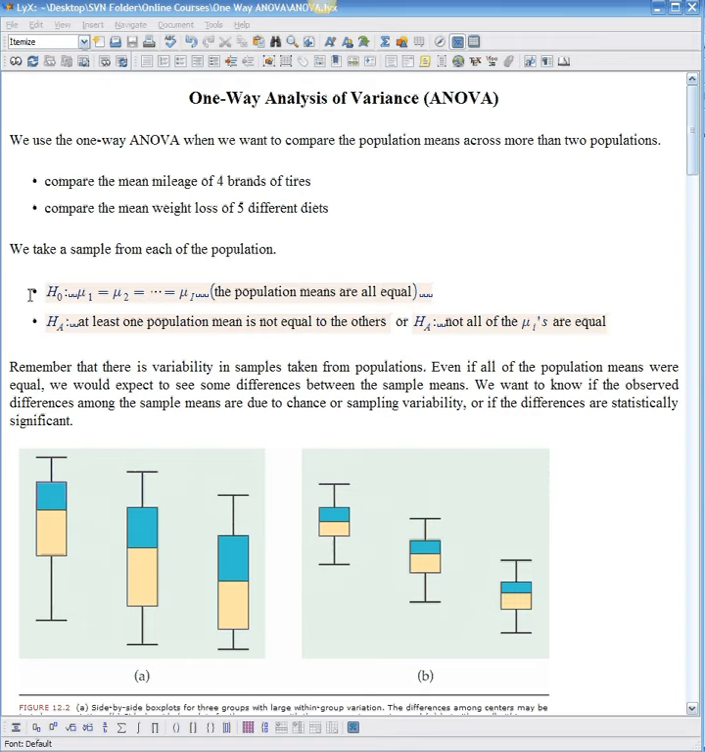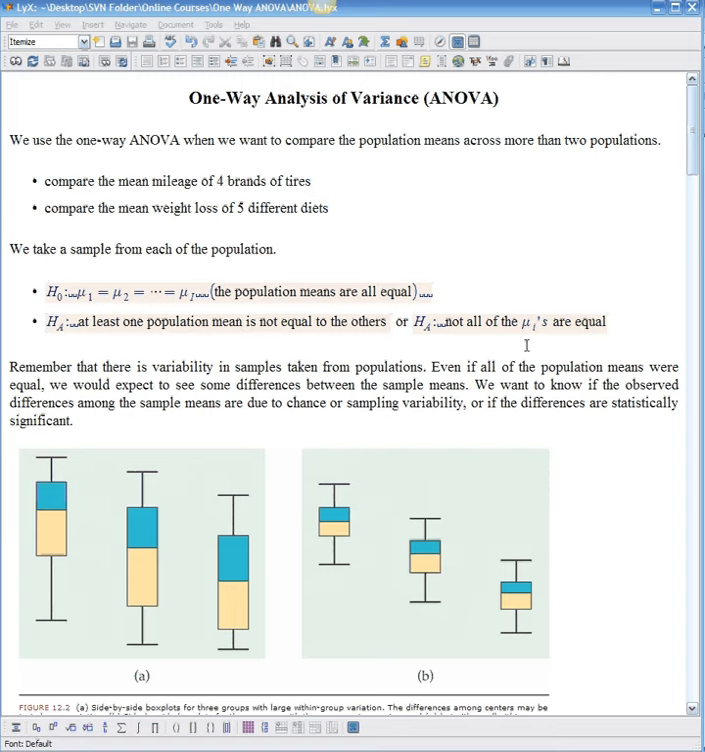And so our null hypothesis is going to be that mu1 equals mu2 equals up to mu(I). So the population means are all equal. So if I have 5 different diets, then I do mu1 equals mu2 equals mu3 equals mu4 equals mu5. Okay. Then the alternative hypothesis, now pay very careful attention to this, the alternative hypothesis is that at least one population mean is not equal to the others, or that not all of the mu(I)s are equal.